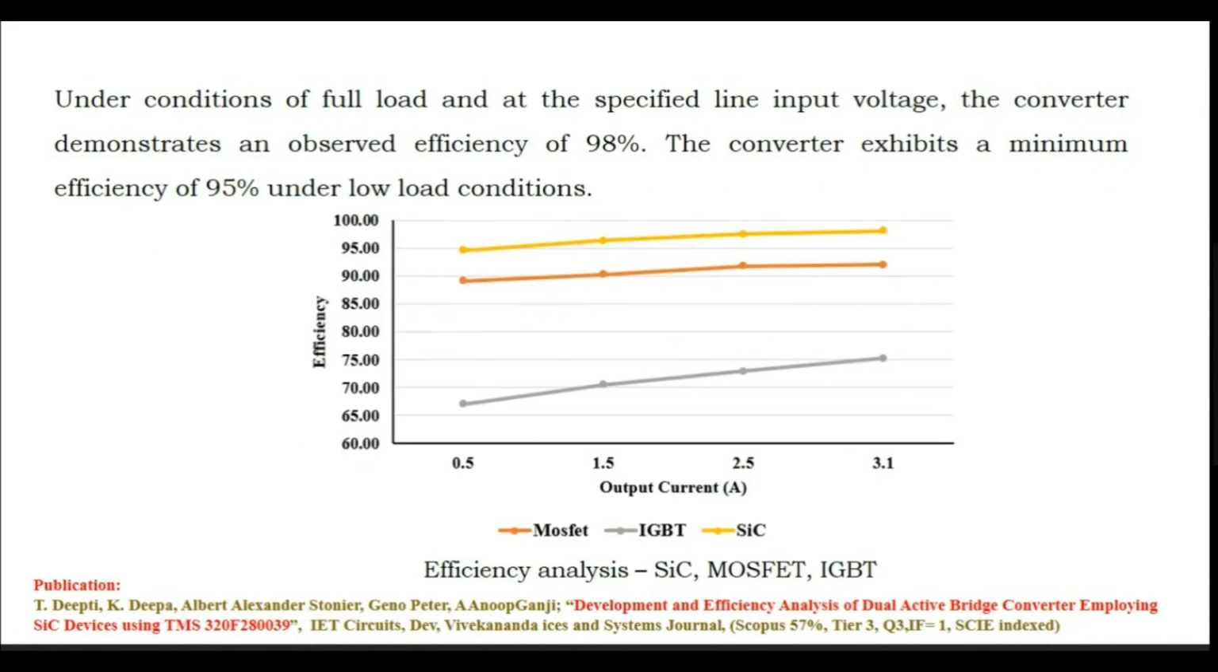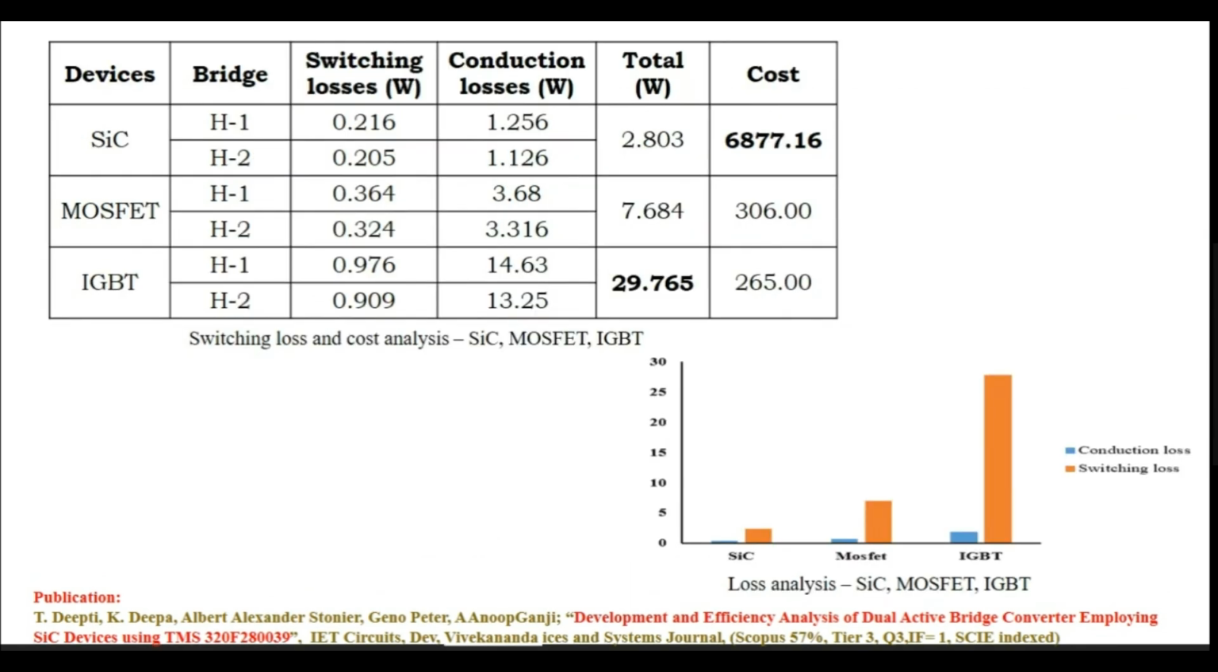This is the efficiency plot for all the 3 switches which have been taken up: silicon carbide, MOSFET and IGBT. You can see that with silicon carbide, the efficiency starts from 95 and goes up to 98. And IGBT was somewhere around 65. So it's obvious that for the same circuit, when IGBTs, the conventional devices used in circuits in current real time, are replaced with silicon carbide devices, the efficiency goes higher. So this is the plot which tells us how efficiency increases with the reduction of losses.